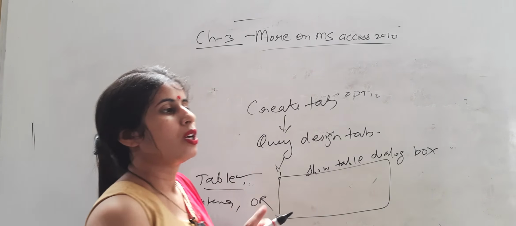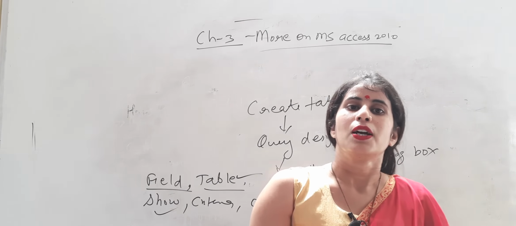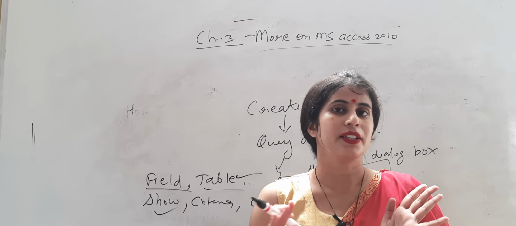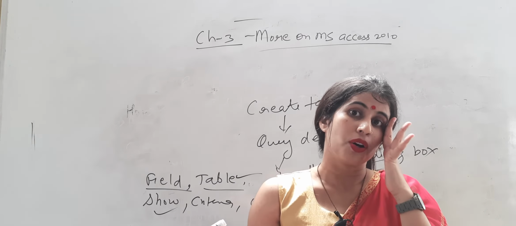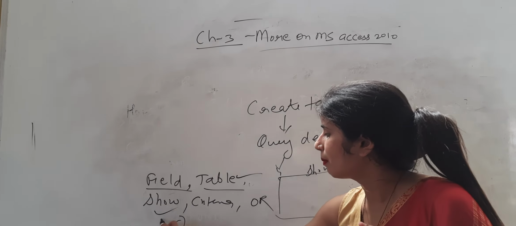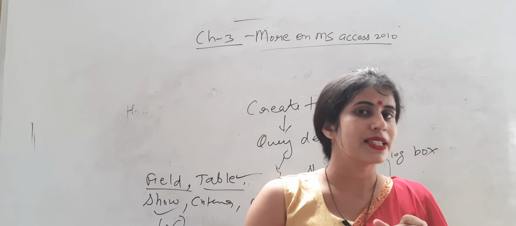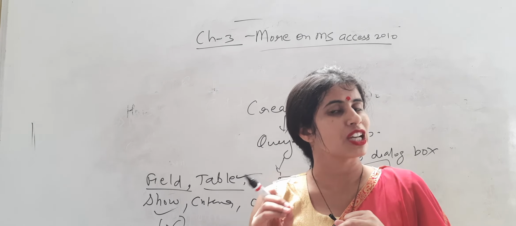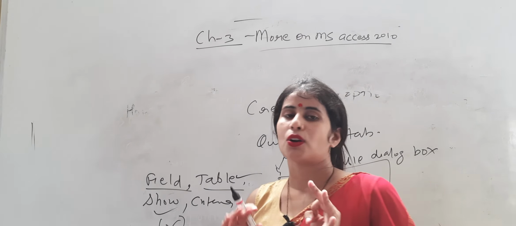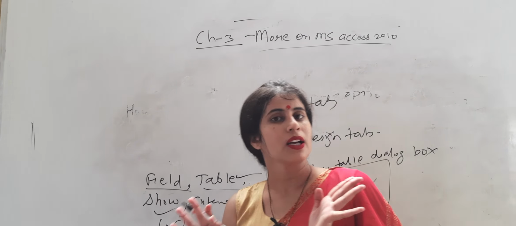Next is show. The show option is used to show the details. Suppose 5 fields are there and 3 fields I want to show, or you can say table 1 data I want to show. So I will use a check mark there. The fields that have been assigned a check mark, only they will be visible, and the fields that do not have the check mark are not visible.